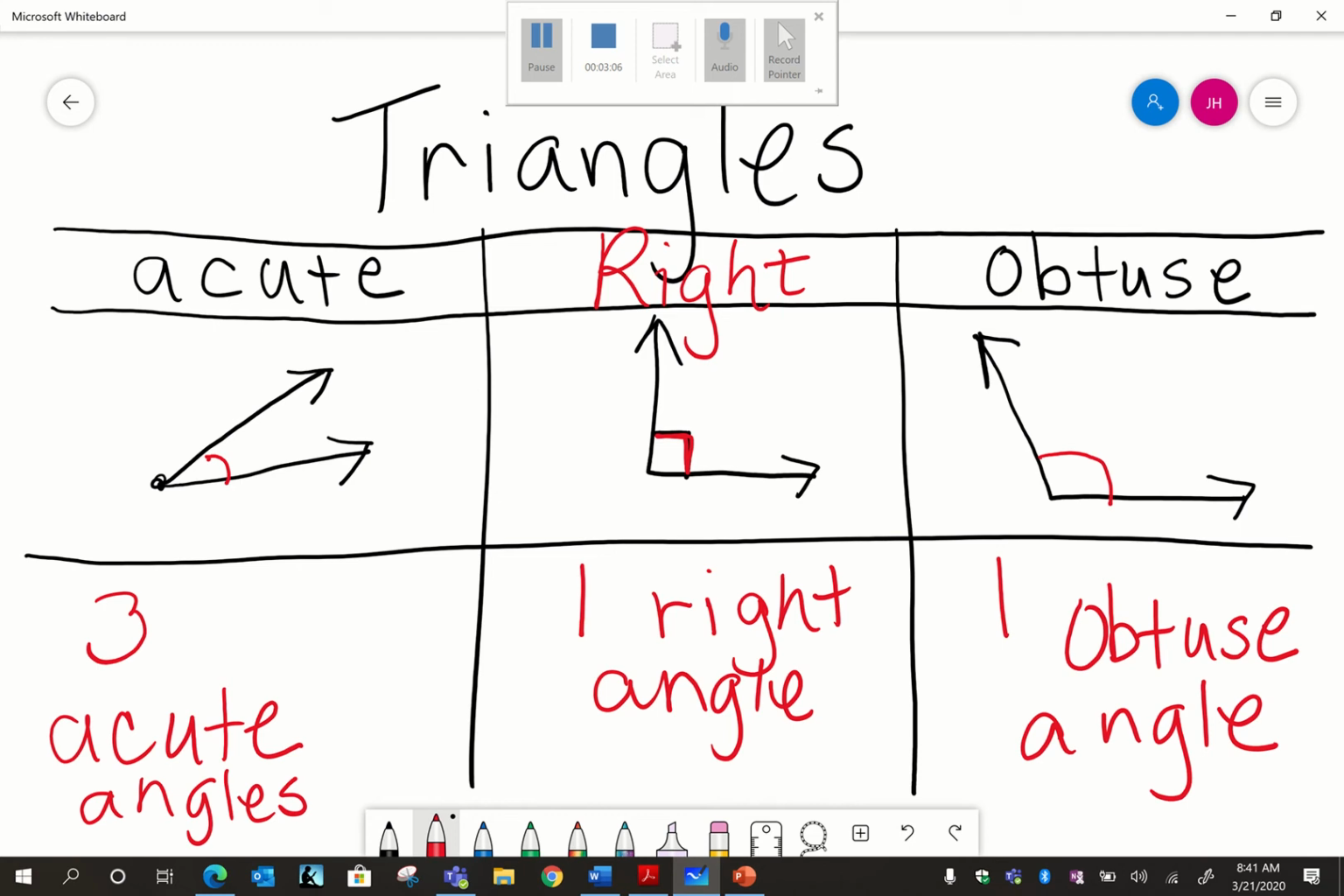So these are the things we need to remember. Acute has 3, all 3 of them must be acute. Right has 1 right angle. Obtuse has 1 obtuse angle.